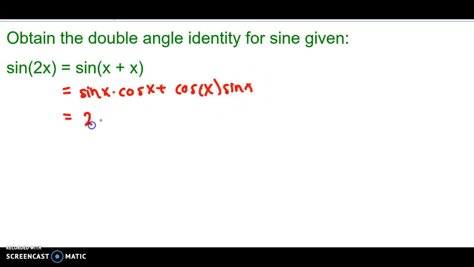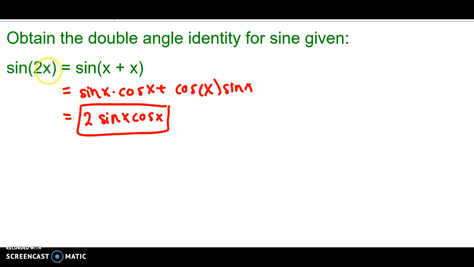But that's just 2 sine of x cosine of x. It's actually our double angle identity right there. Okay, so these are related. This is the identity here, that sine of 2x is 2 sine of x cosine of x.